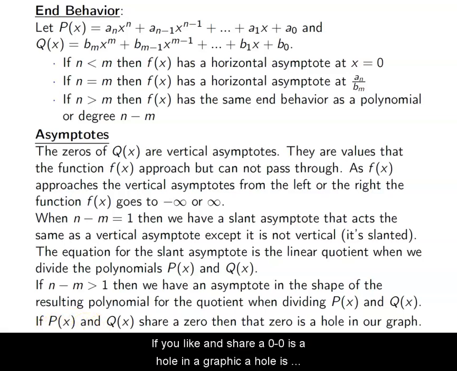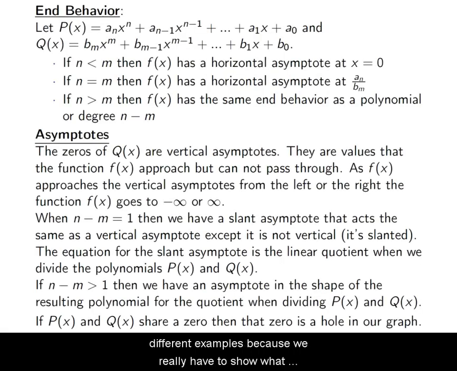If p of x and q of x share a zero, then that zero is a hole in our graph. A hole is just a point of discontinuity. It just means that that point does not exist. But as I approach from either side, it does exist. Everything almost matches up except for that point. It's kind of like someone took a little eraser and erased my graph at that point. That's all a hole is.